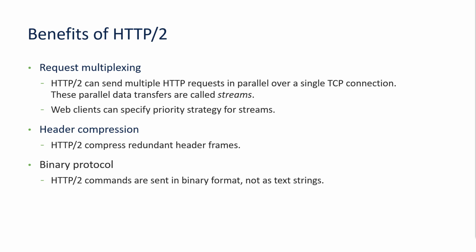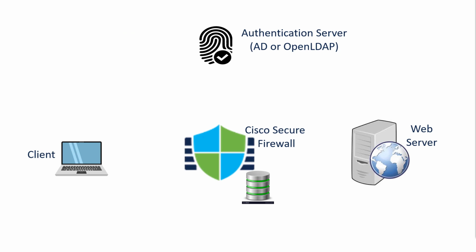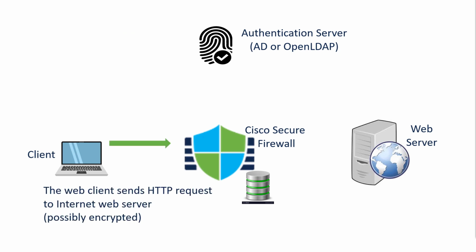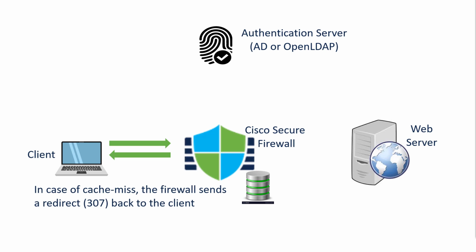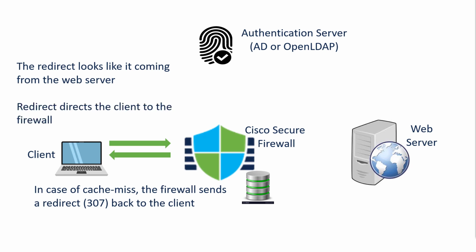Let's look at the process of active authentication. So the client will send a web request to some web server. It'll be intercepted by the firewall. The firewall will check its cache to see if it recognizes the client IP address and can associate it with a user. If not, the firewall will send a 307, a temporary redirect, telling the client to go to a different website. That 307 looks like it's coming from the web server, and it's redirecting the client to the inside interface of the firewall.